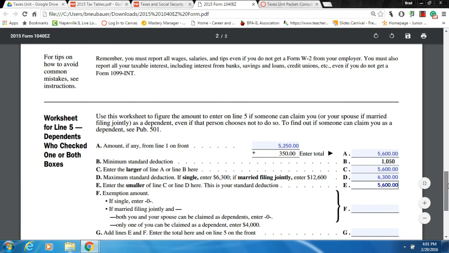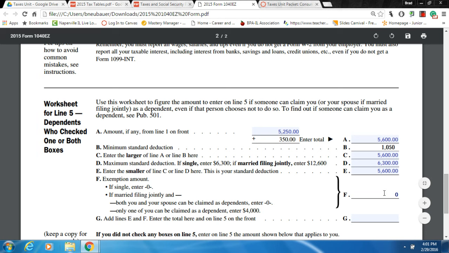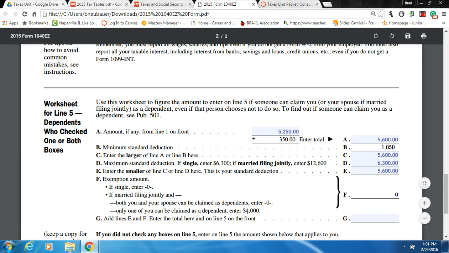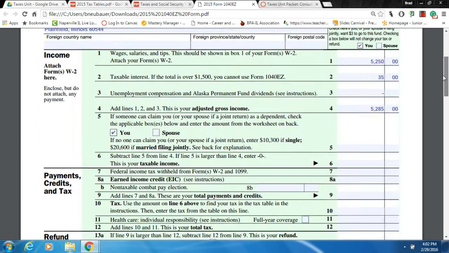Wrapping this up, exemption amount, he doesn't get that $4,000 exemption because his parents get that $4,000 exemption. So the government's not going to give that $4,000 out twice. So this $4,000 that he would get if he wasn't claimed as a dependent goes to his parents. All right, so lastly, the last thing we do here, reading the directions, we add lines E and F, and you enter the total here and on line 5 on the front. So 5,600 plus 0, 5,600, we enter that total here and on line 5 on the front.